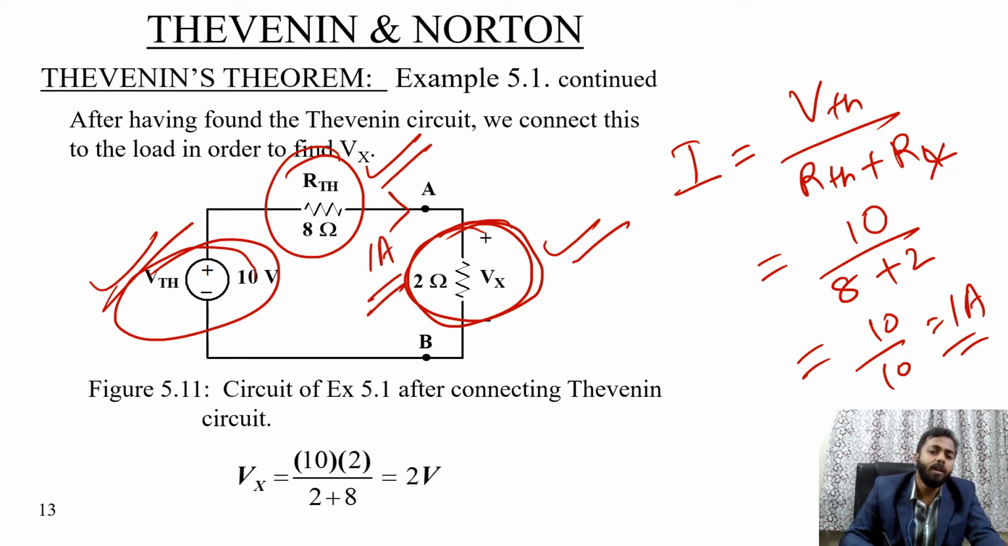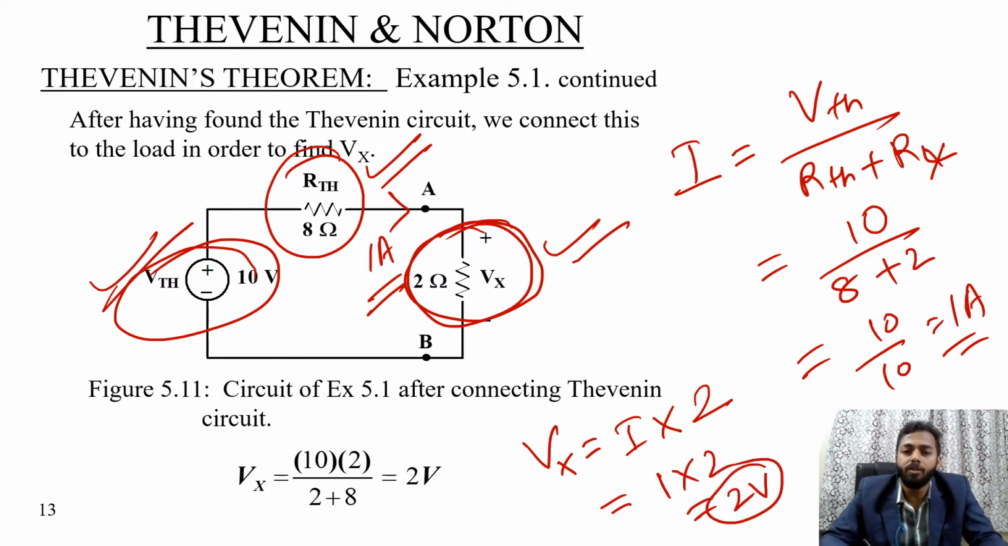And across this 1 ampere current, what is the voltage drop across the terminals A and B? Here that is equal to I into 2 ohm resistance, that's why 1 into 2, that is equal to 2 volt voltage drop between the terminals A and B. So hence we can calculate the voltage drop between the terminals A and B.